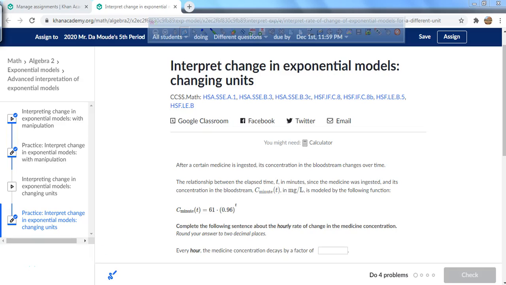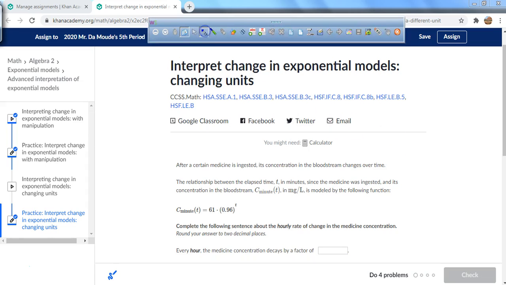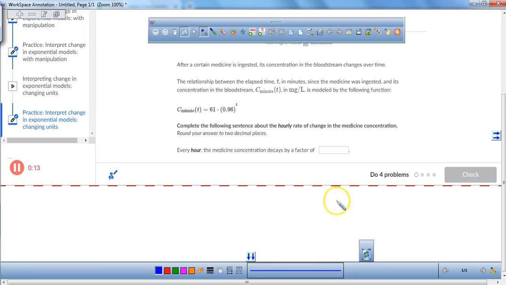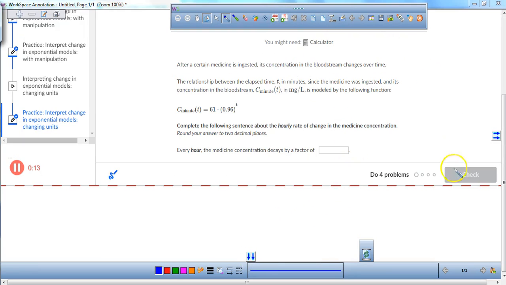Alright, so in this particular video we are going to look at how to interpret change in exponential models by changing a particular unit known as time. So what we're going to do is take a look at some things, write some things down, see if it will be useful in how to solve these problems.